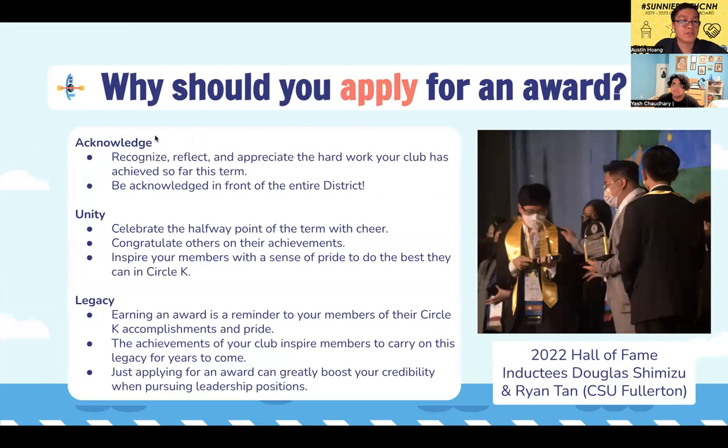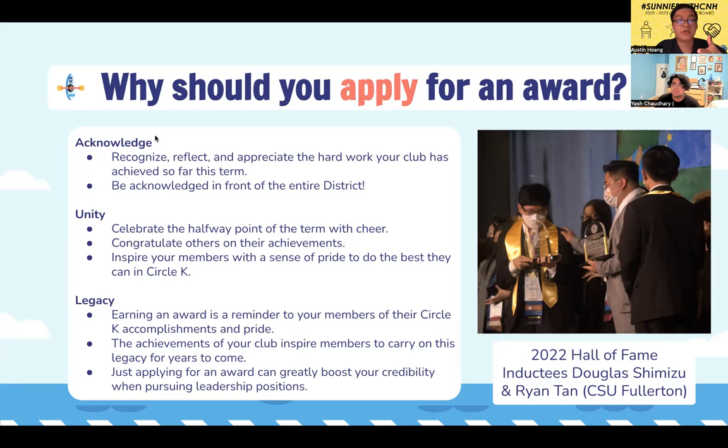All right. And so before we go into each FTC award in depth, we'll just briefly go over why you should hopefully apply for an award in the first place. So really, a district award is your opportunity to recognize and reflect and appreciate all the hard work your club officers has achieved so far this term. And if your club or you are a recipient of a district award, you will be acknowledged in front of the entire district at fall training conference or district convention.